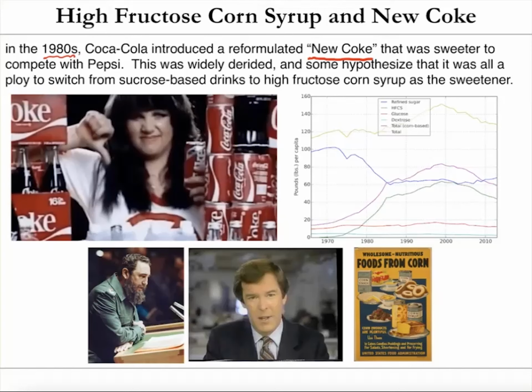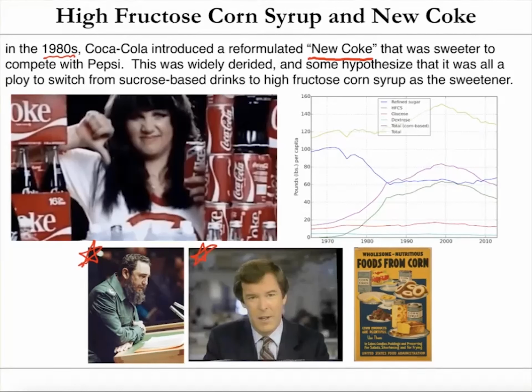Now, this was widely derided. People hated this decision. Fidel Castro, who was the leader of Cuba at the time, actually used it as an excuse, an argument to talk about the failure of the American economic system, which is pretty funny because he was also a big Coca-Cola drinker. This only lasted 10 months. It was a complete failure. And when Coca-Cola announced that they were going to go back to the original formula, Coca-Cola Classic, the news that night was interrupted to talk about that.